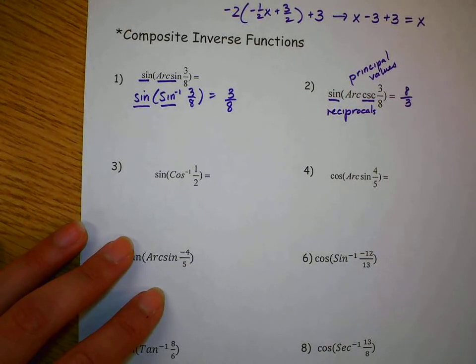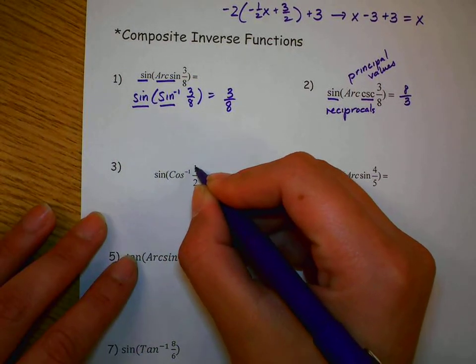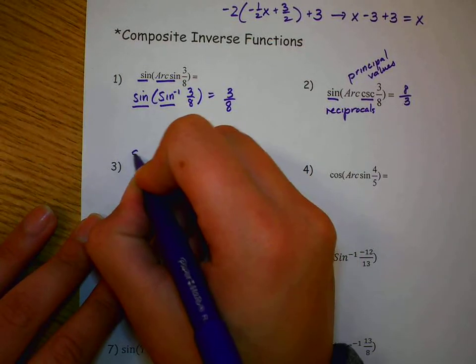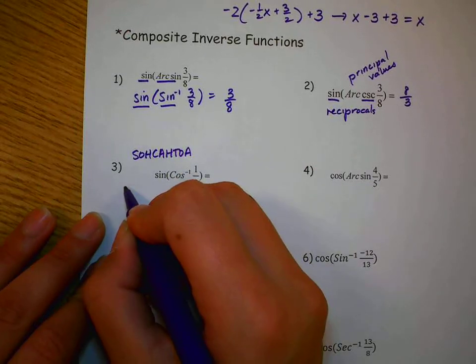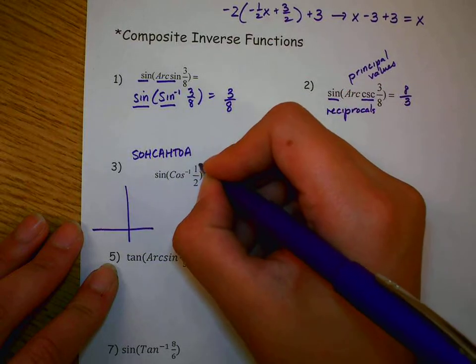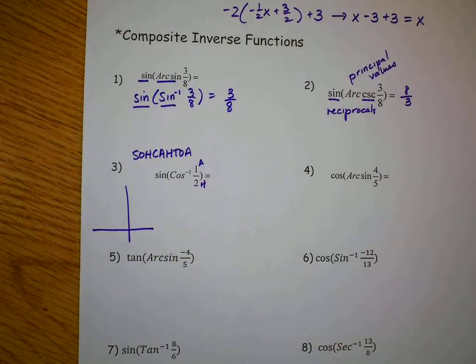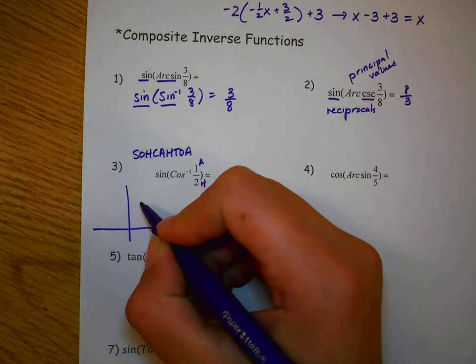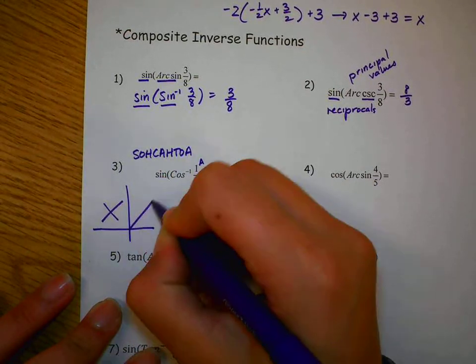Alright, number 3. We're going to take a look at starting to have to draw things out. Okay, so they're telling us that the inverse cosine is 1/2. So from SOHCAHTOA, this is adjacent over hypotenuse. Okay, 1 is the adjacent side, 2 is the hypotenuse side. Now, since this is principal values, cosine, we're limited to just quadrant 1 or 2. Since it's positive, it's definitely not 2. It's got to be in quadrant 1.